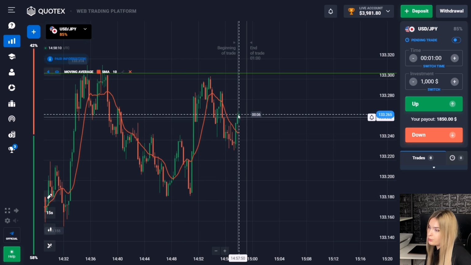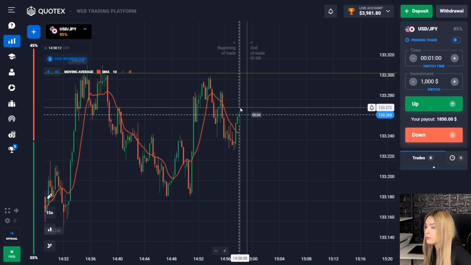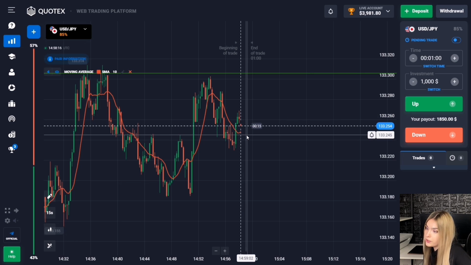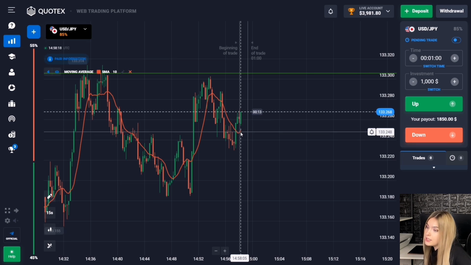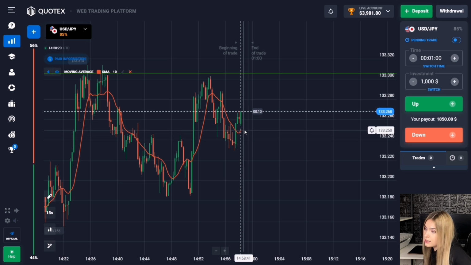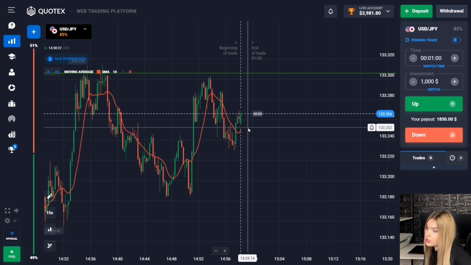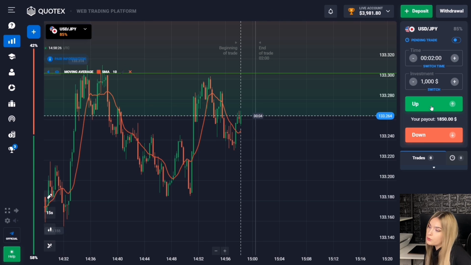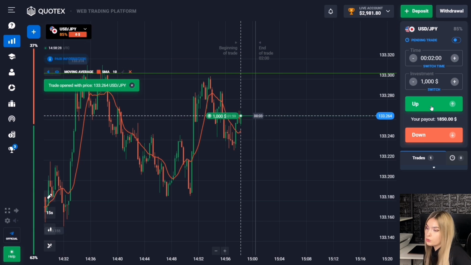We also see that the price has crossed the moving average from the bottom up. We also see that at the same time at the intersection the moving average begins to turn around, and this is already more likely that the price will move up in the near future. I think that the price will continue to move towards the level in the near future. Therefore, we will open a deal here for 2 minutes to go up.